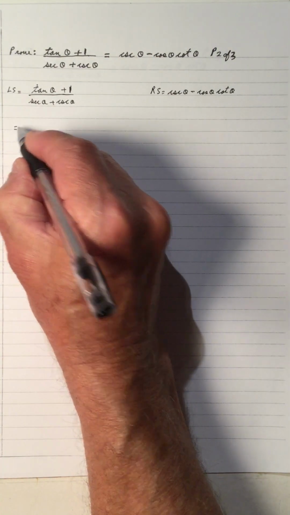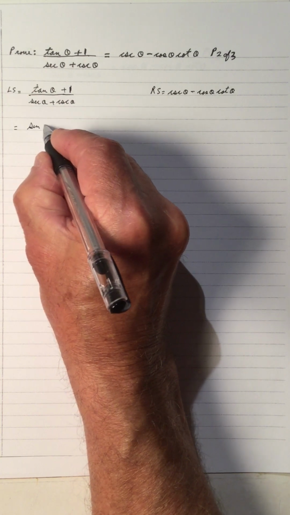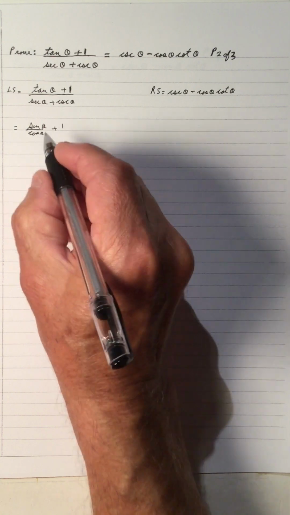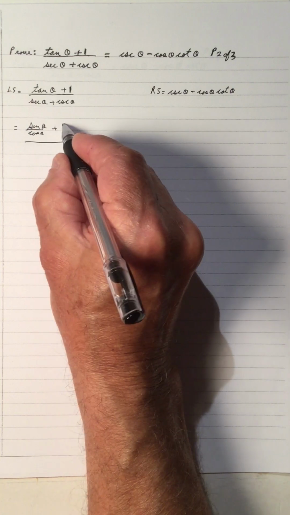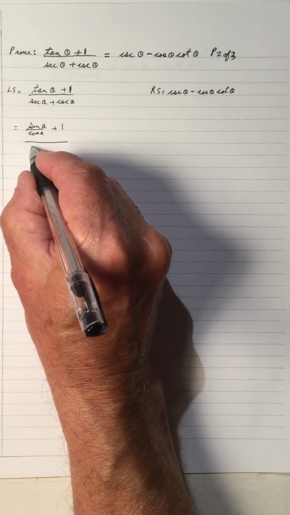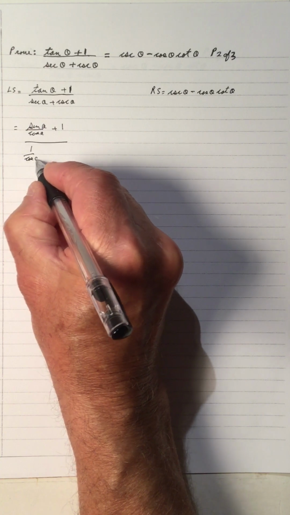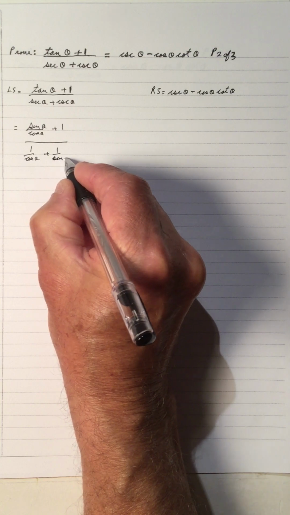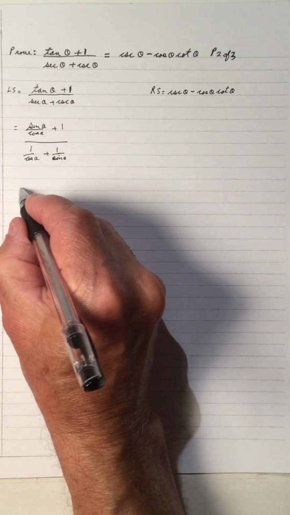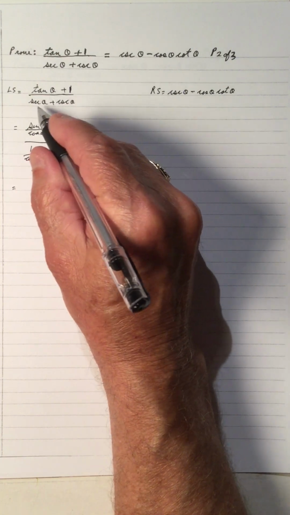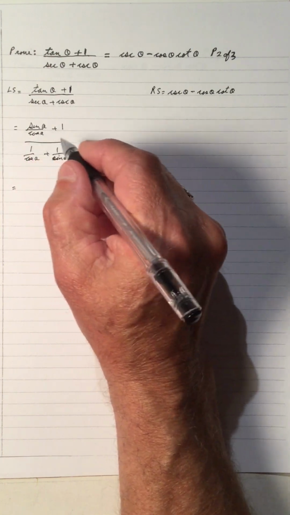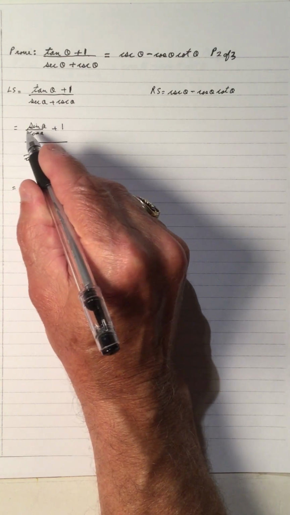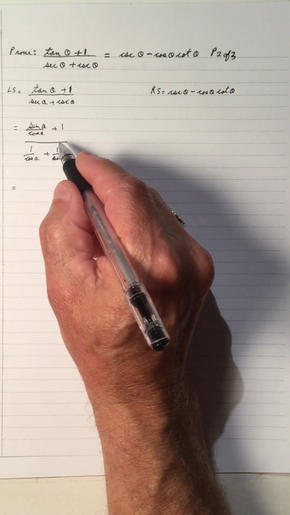So I'm going to change tan to sine over cos plus 1, and we'll change secant to 1 over cos, cosecant to 1 over sine. Now that's the first step. We have tan, secant, and cosecant changed to cos and sines. Now, notice we have a complex fraction because we have fractions in the numerator and fractions in the denominator, so it's called a complex fraction.